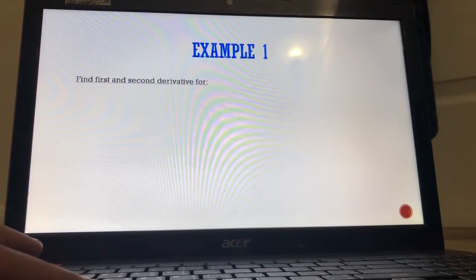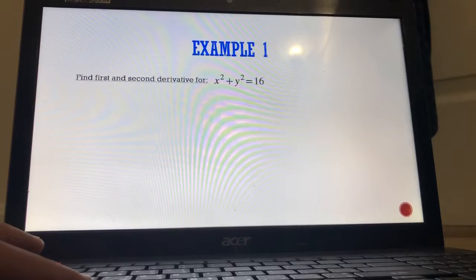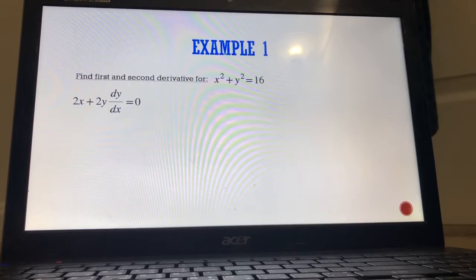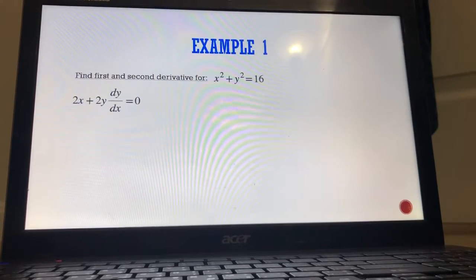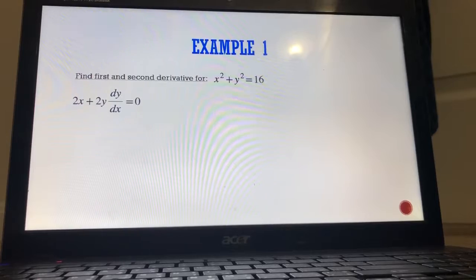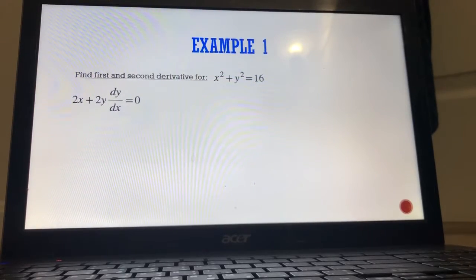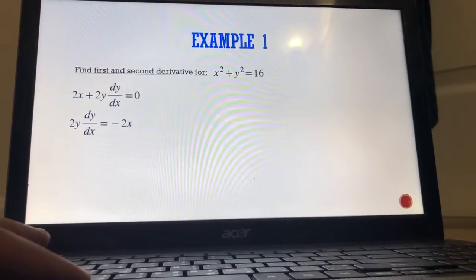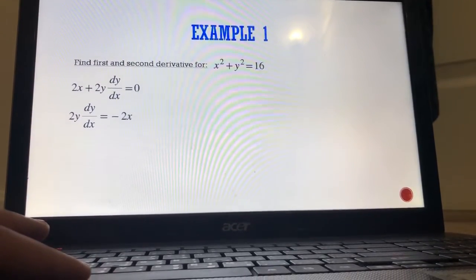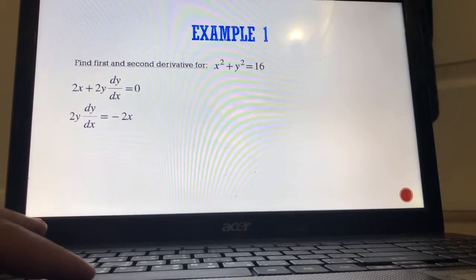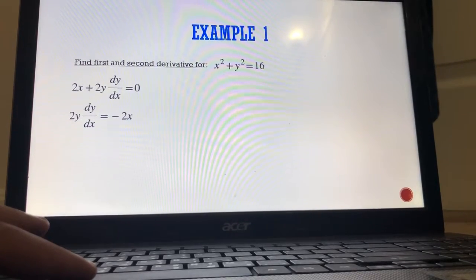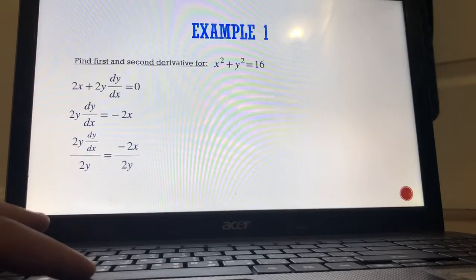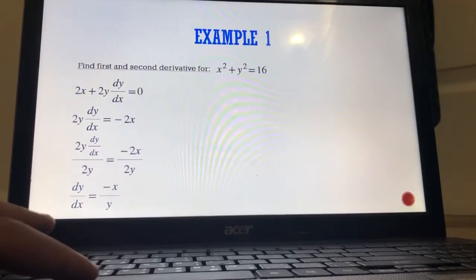So, our first example. We're going to find the first and second derivative of x squared plus y squared equals 16. The derivative will be 2x plus 2y dy/dx, because it's another variable, equal to 0, because the derivative of 16 equals 0. And then 2y dy/dx will be on the left side, and we move negative 2x to the other side, which will make it negative 2x. So we can isolate dy/dx, and then we divide, which will let dy/dx be by itself.